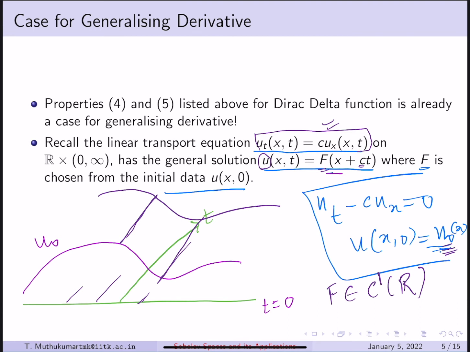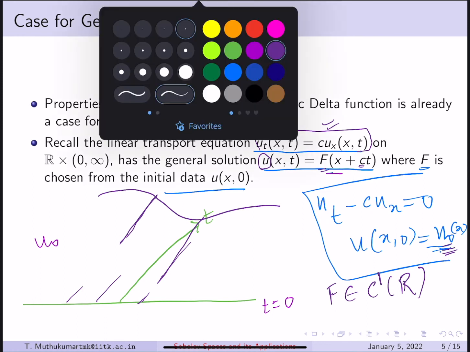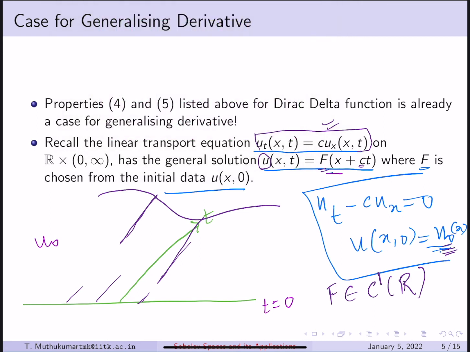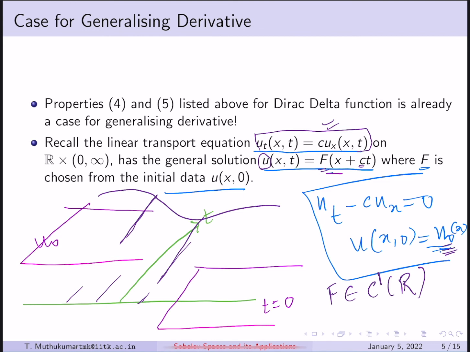Now the point here is, what if instead of a smooth u naught, I start with, let's say, a step function like this at t equal to 0? If I start with this, then automatically you can see that if the transport equation physically means this, then after time t, the solution has to move along these characteristic lines.